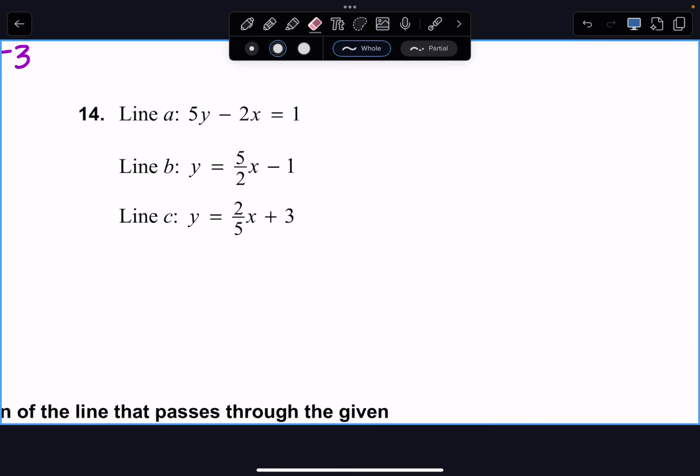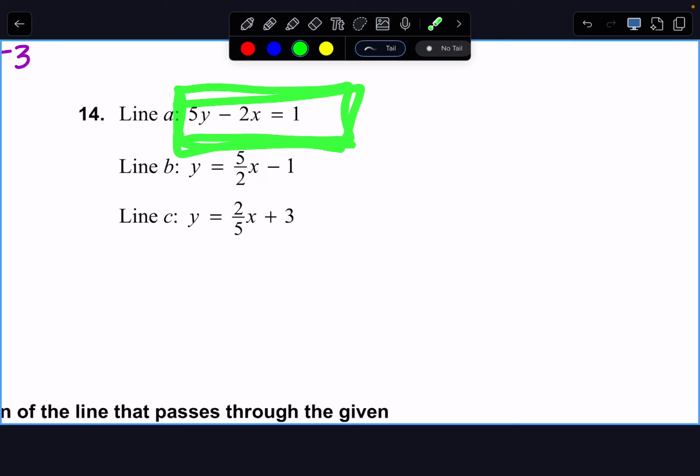And do you notice how B and C are already in y slope-intercept form? So I just need you to get y by itself here.